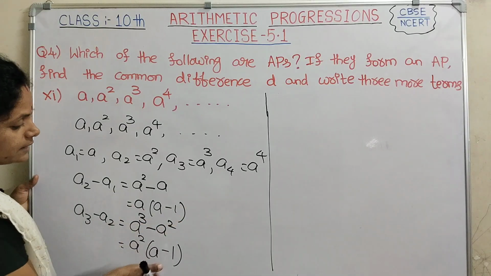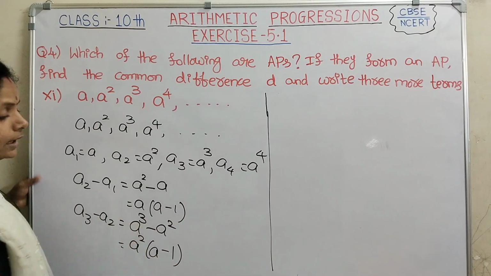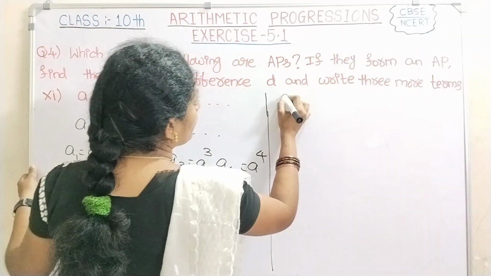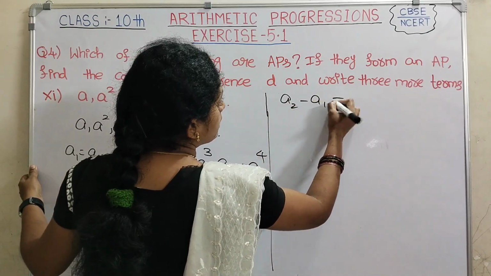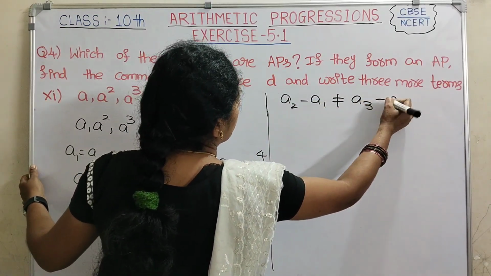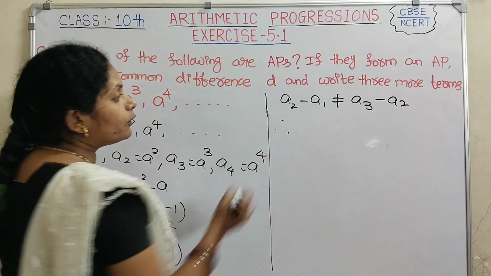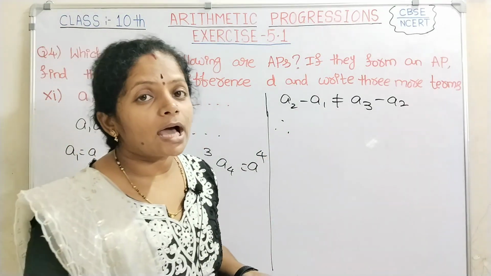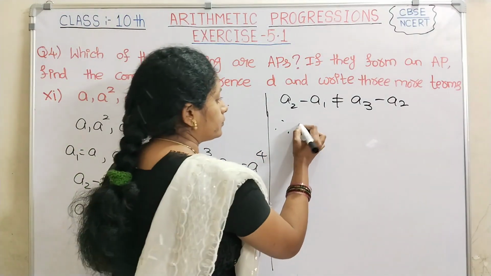If we see these two terms, both are not equal. A2 minus A1 is not equal to A3 minus A2. Therefore, the given list of numbers are not in AP.